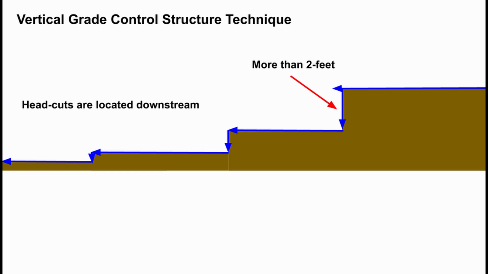The second way to control a head cut is to use the vertical grade control technique. This involves building a rock structure across the floodplain that extends deep into the ground. The technique is used where the vertical face of the head cut is over 2 feet and there are head cuts located downstream that will not be controlled by your project.